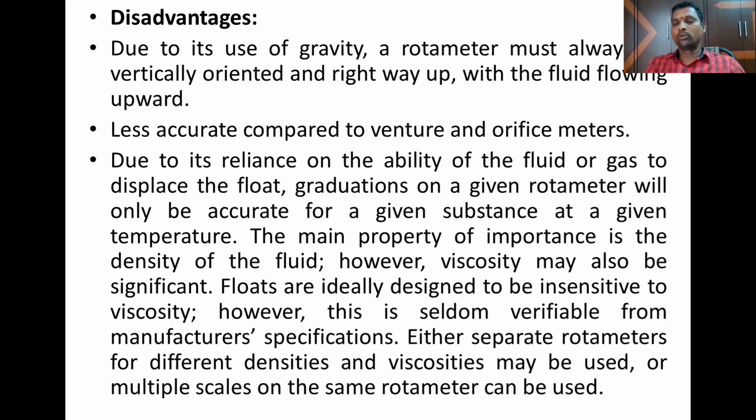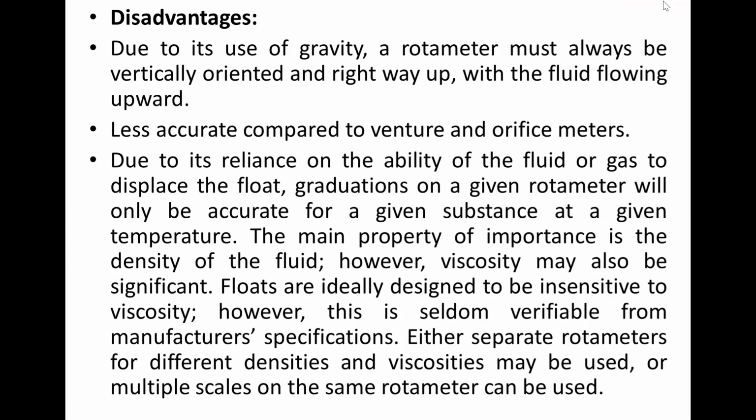Even though it has so many advantages, it still has certain disadvantages. Due to the use of gravity, because when the float is moving upward, gravity is used here, the rotameter must always be vertically oriented. Remember, it is to be put in a vertical position, not in the horizontal position, and right way up with the fluid moving upward. It is also less accurate when compared to Venturi meters and other orifice meters.